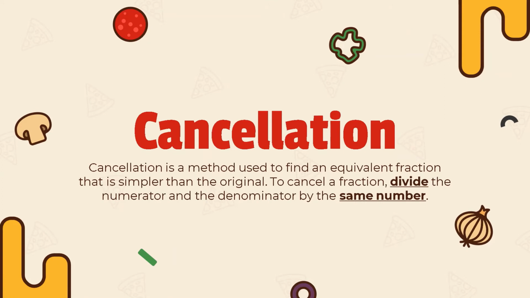Cancellation. This is a method that is used to find an equivalent fraction that is less complex than the original. In order to cancel a fraction, we have to divide the numerator and the denominator by the same number, like we did in the previous example. We divided the numerator and the denominator by 2.